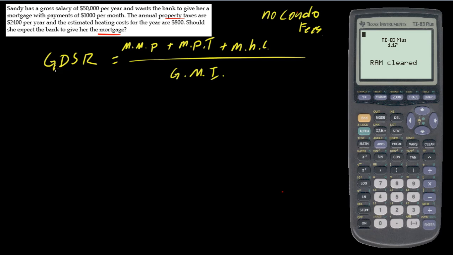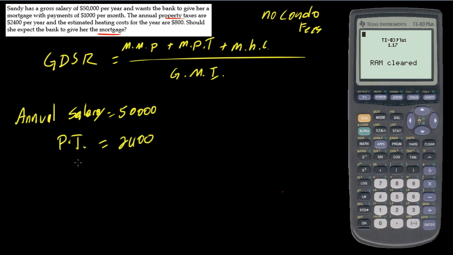They give us the annual amounts. So we have an annual salary of 50,000. We have annual property taxes of, not 800, sorry, it is the 2,400. And we have the annual heating costs. If we want to get monthly from these, we're just going to have to divide by 12, right? That's our easy way to convert annual into monthly.